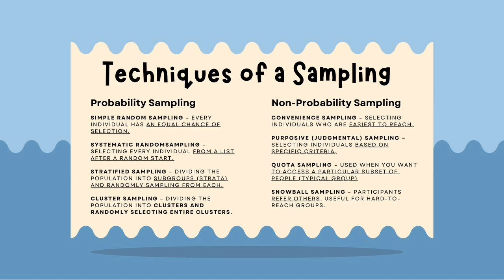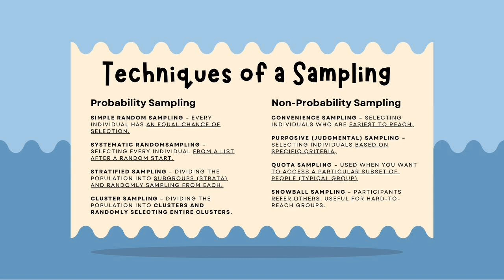Thanks for that, Nosete. Now, for non-probability sampling: convenience sampling, selecting individuals who are easiest to reach. Purposive sampling, selecting individuals based on specific criteria. Quota sampling is when you want to access a particular subset of people. Snowball sampling, where participants refer to others, useful for hard-to-reach groups.